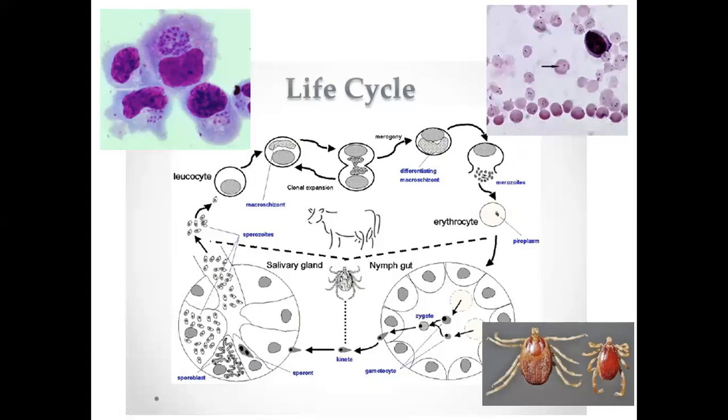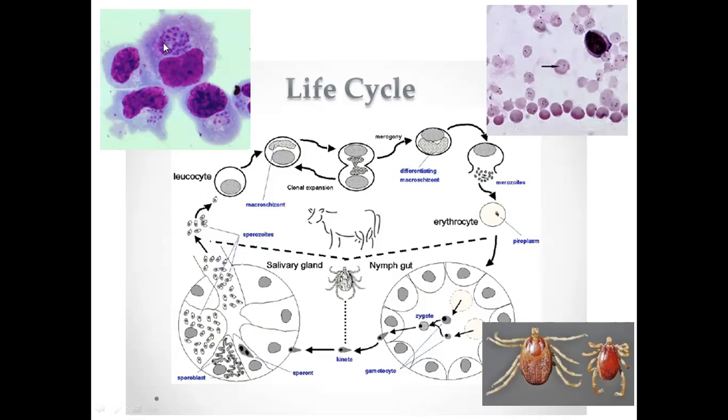Then what will be the next stage? The next stage will be merozoites. Those merozoites which are infecting RBC, meaning after the schizont is formed, they will invade the RBC. And this stage that is invading the RBC, we call them piroplasms. These are the stages, as I've said, these are the piroplasms.